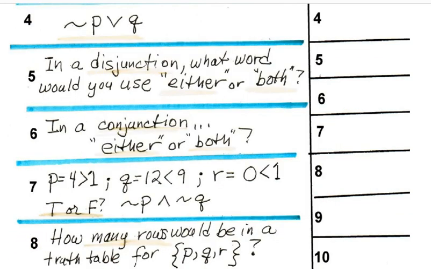All right, looking at number 5 now. In a disjunction, what word would you use? Either or both? Well, remember, this is a disjunction here. One could be false, but as long as one is true, it was true. So the word for disjunction is either. Now, for a conjunction, in order for it to be true, both have to be true.